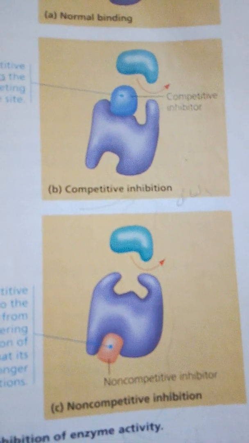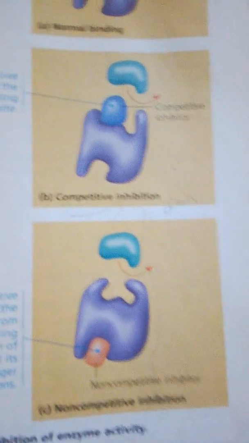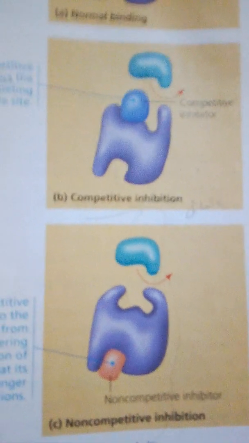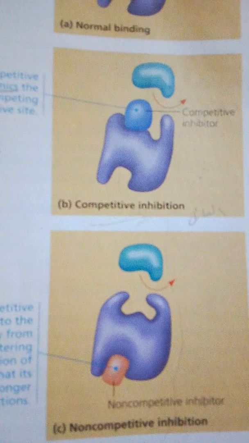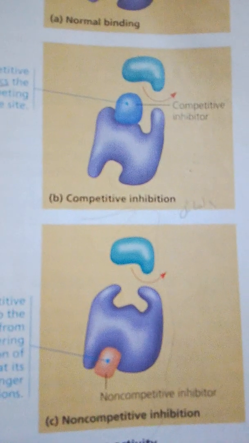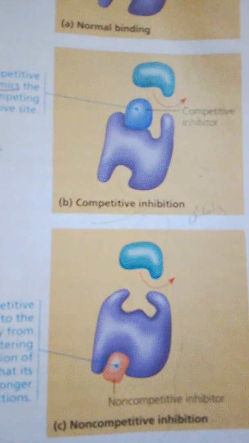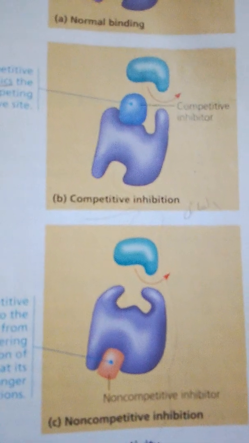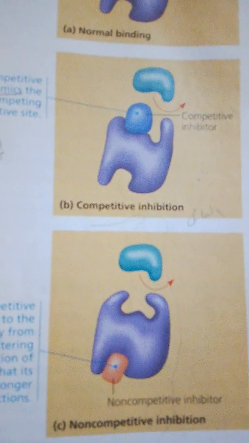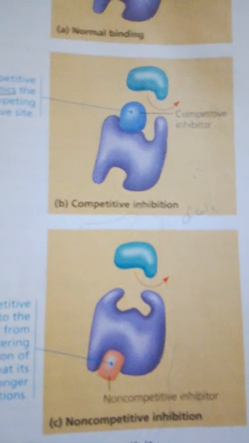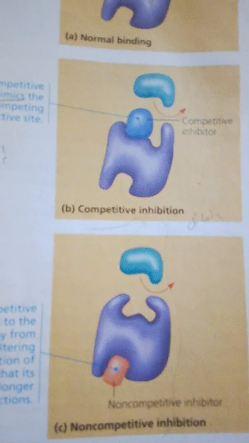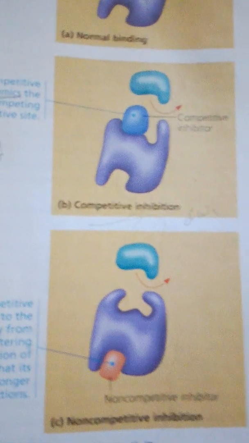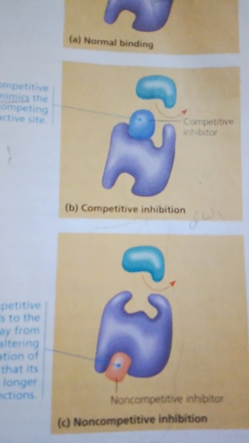Other examples include the pesticides DDT and parathion, inhibitors of key enzymes in the nervous system. Finally, many antibiotics are inhibitors of specific enzymes in bacteria. For instance, penicillin blocks the active site of an enzyme that many bacteria use to make their cell walls.